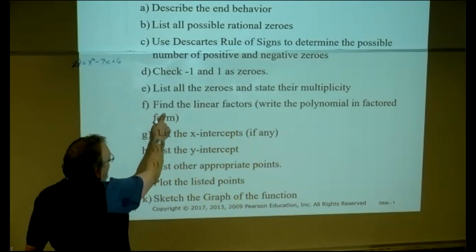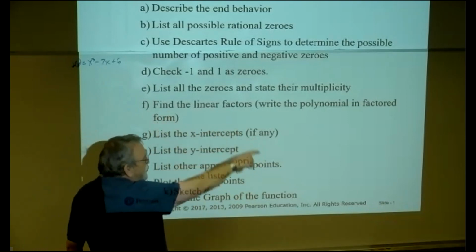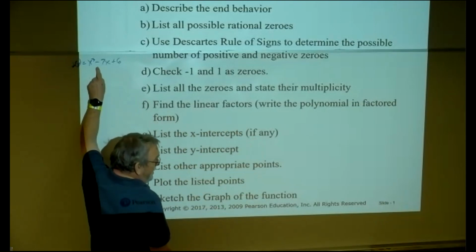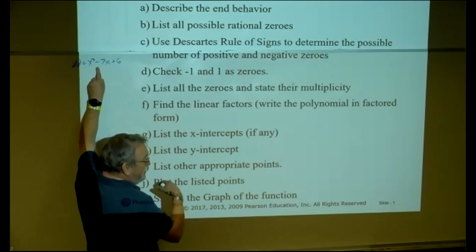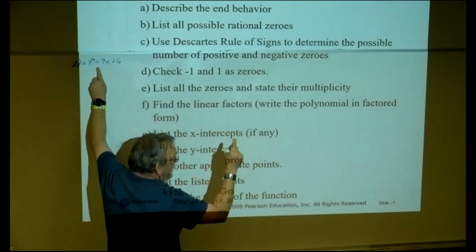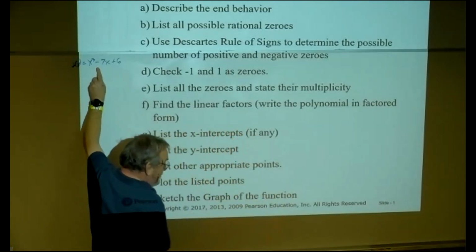So when I go to find the linear factors and I use synthetic division, I know my coefficient of x squared is 0, because when doing the synthetic division, you need all the coefficients.